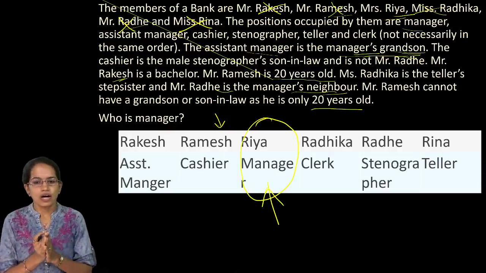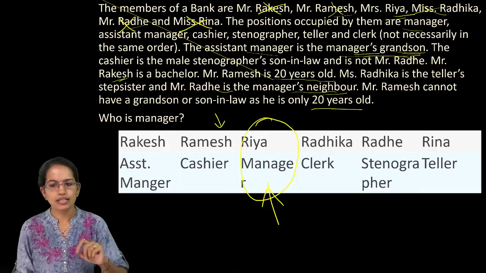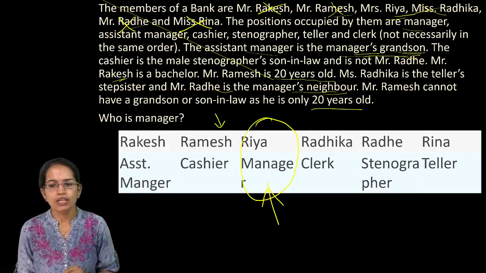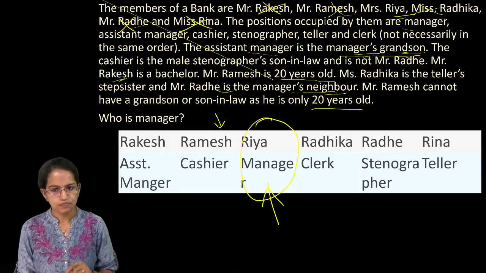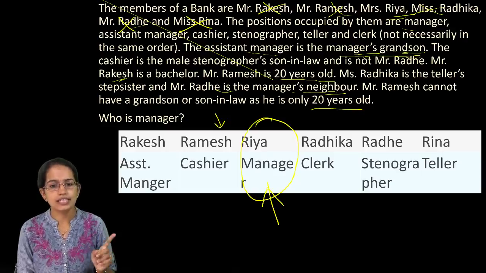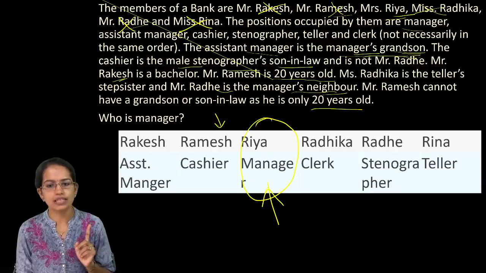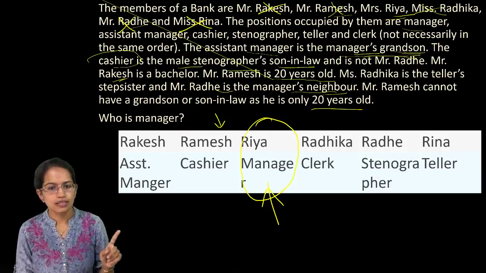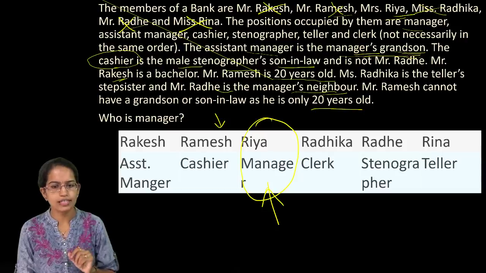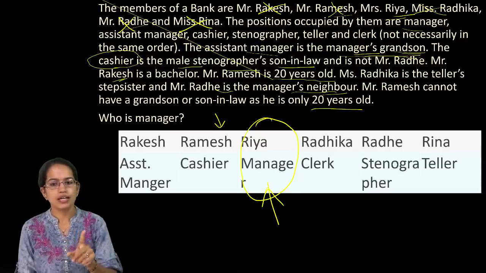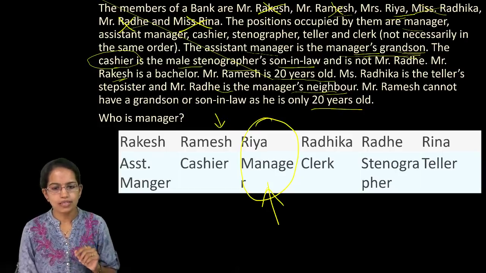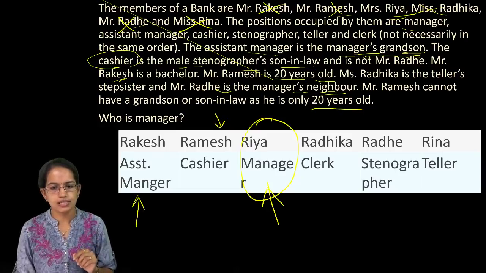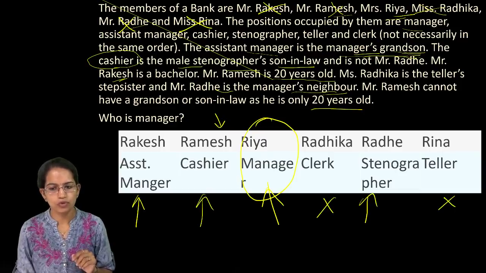Now, let's try to find out one more thing, that is, let's say assistant manager. So I say assistant manager is manager's grandson. Now, cashier is a male stenographer's son-in-law. So cashier is married, he cannot be bachelor. And he is a son-in-law, so he has to be male. Now, how many male members remain? Rakesh remains, Ramesh remains and Radhe remains.